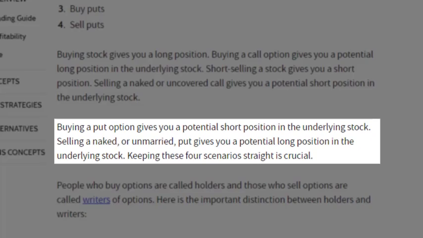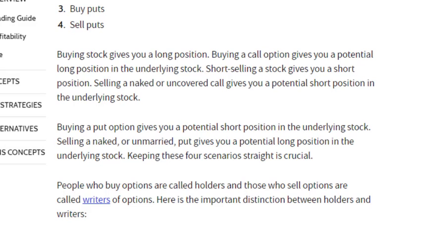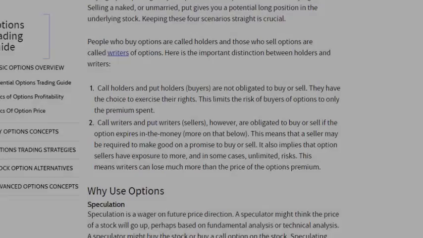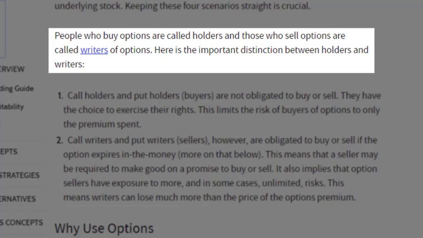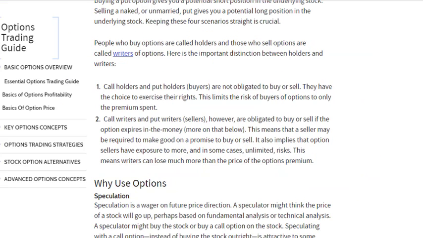So buying a put option gives you a short position on the underlying stock, and selling a naked put gives you a long position. So the bottom line is if you're buying a call or selling a put, you want the stock price to go up. And if you are buying a put or selling a call, you want the stock price to go down. People who buy options are called holders, and people who sell options are the call writers. Just a little bit of terminology to help you understand.